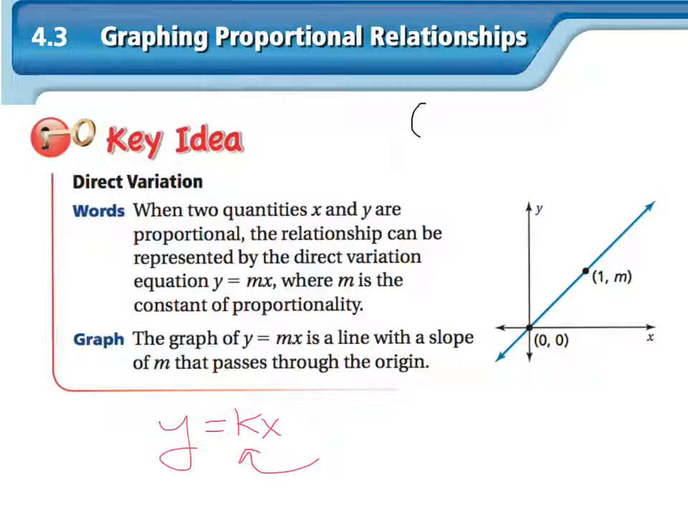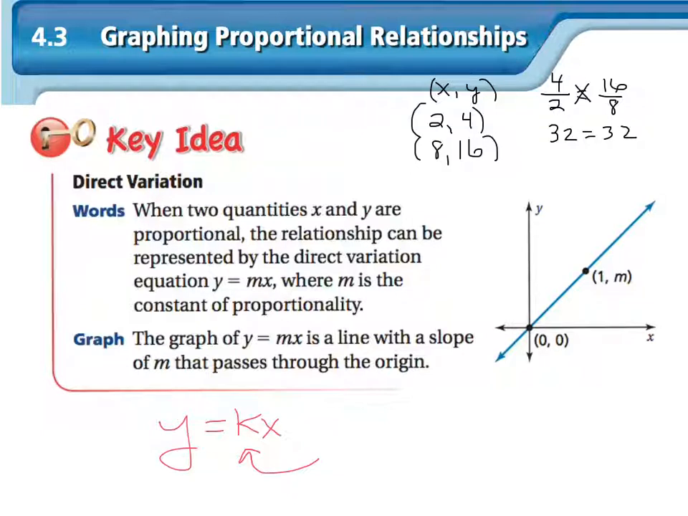For example, let's say x and y, we have 2, 4, and 8, 16. These are proportional because you could write them, for example, you could say 4 is related to 2, which is 16 is related to 8. That proportion is a true statement. If you cross-multiplied, you would get 32 equals 32. Therefore, these two ordered pairs are proportional.